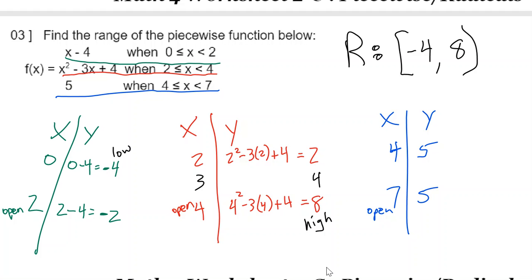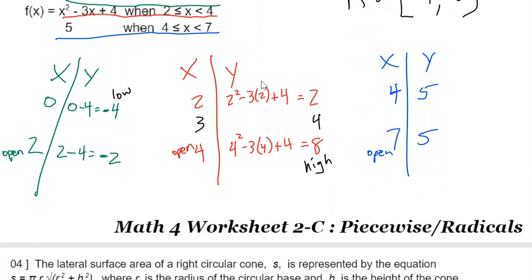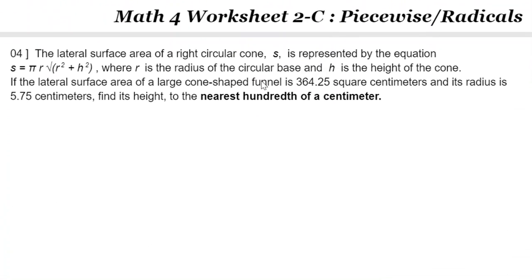If they asked you about the domain, the domain is all of these guys up here. And the domain of this would be from 0 up through open circle 7. That would be the domain. So anyway, they do love to ask you about domain and range on these weird ones, don't they? Well, it only gets worse.